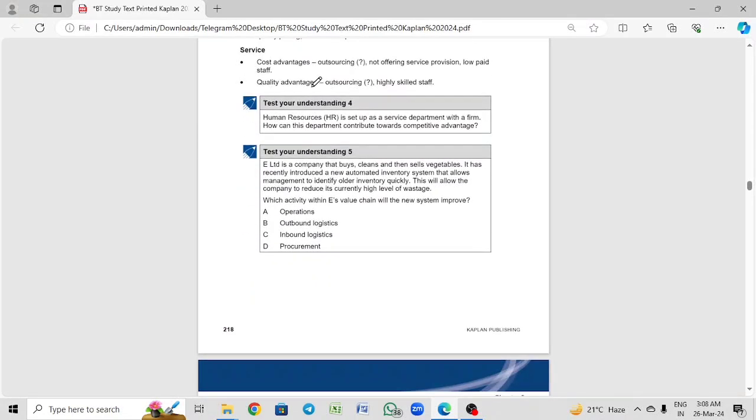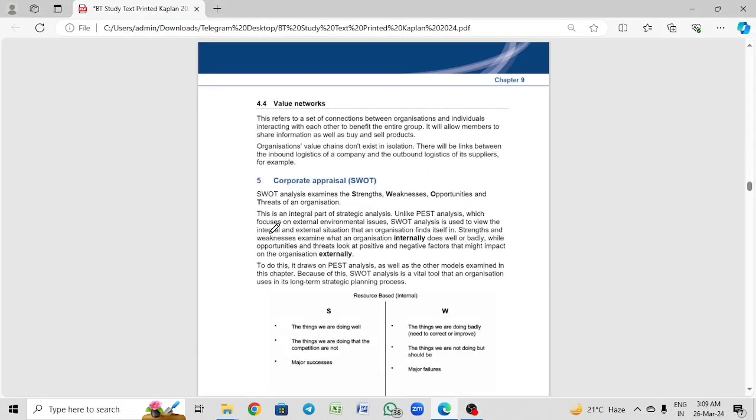Now test your understanding number 5. E Limited is a company that buys, cleans and then sells vegetables. It has recently introduced a new automated inventory system that allows management to identify older inventory quickly. This allows the company to reduce the high level of wastage. Which activity in E's value chain will the new system improve: outbound logistics, inbound logistics, or procurement? It is definitely inbound logistics, because we are able to manage our inventory better. We are able to reduce our wastage. So it is inbound logistics.